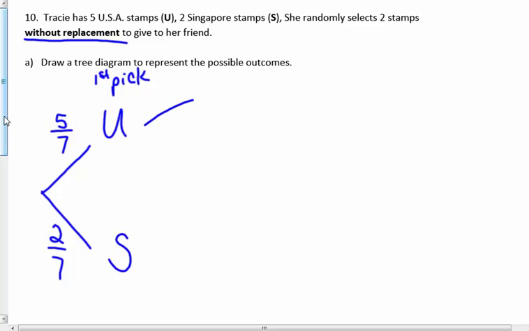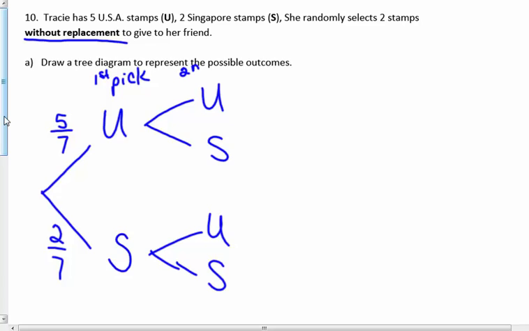Okay. So then, second pick. What could she pick? A US or a Singapore? So second pick, same choices only. Now we've got to put the fractions on there, knowing that she's not putting the first one back. So this U here says she picked a US stamp. How many US ones are left for the second pick? 4 out of 6. She took one out of the pile, right? So now there's only 4 out of 6.